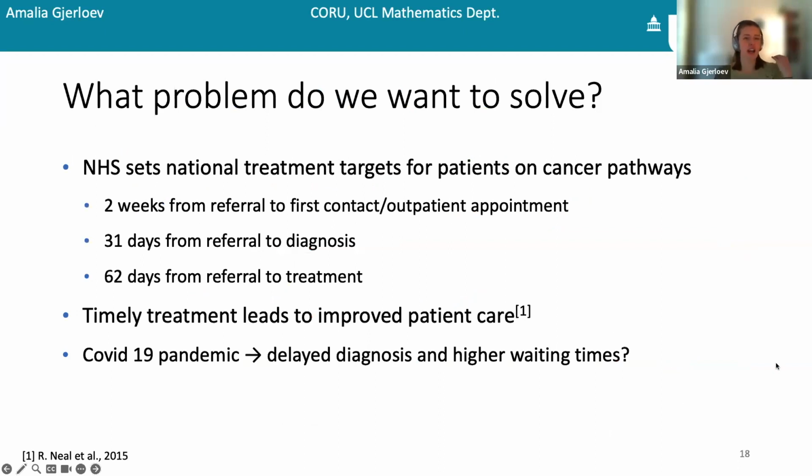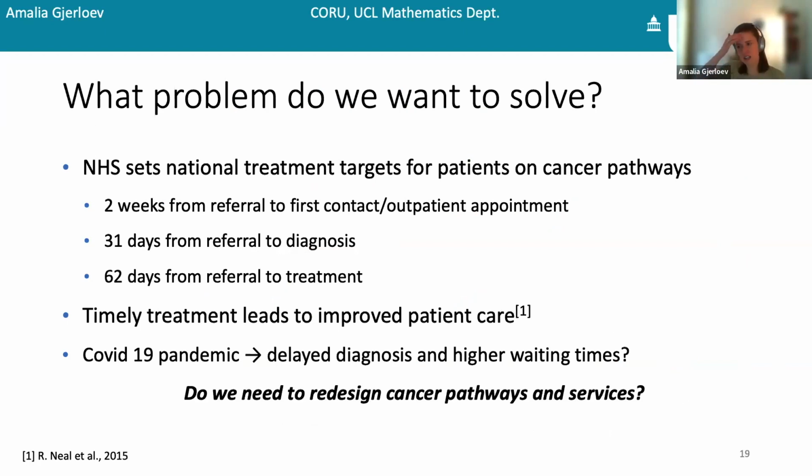So we have these national treatment targets. We have timely treatment leads to improved patient care, important for the patients. And then we have the COVID-19 pandemic with delayed diagnosis, higher waiting times, and a real pressure on hospital services to meet those targets. So we can ask ourselves, do we need to think about redesigning cancer pathways and services in order to hit these targets, provide timely care to patients, decrease waiting times, and address these issues?